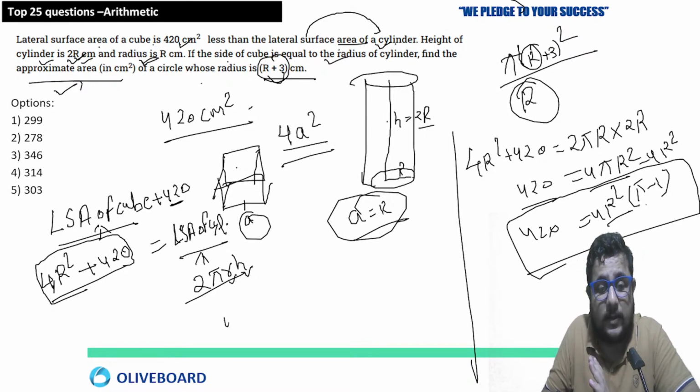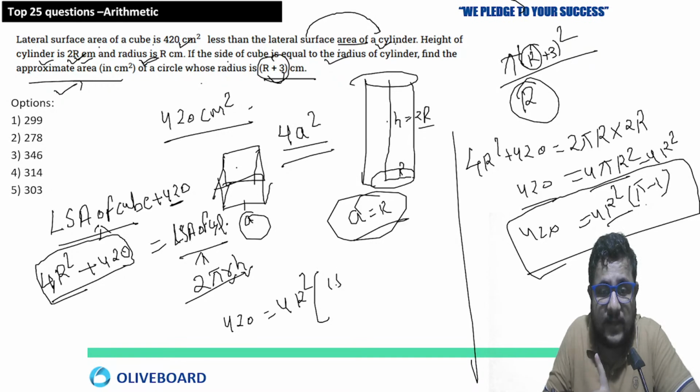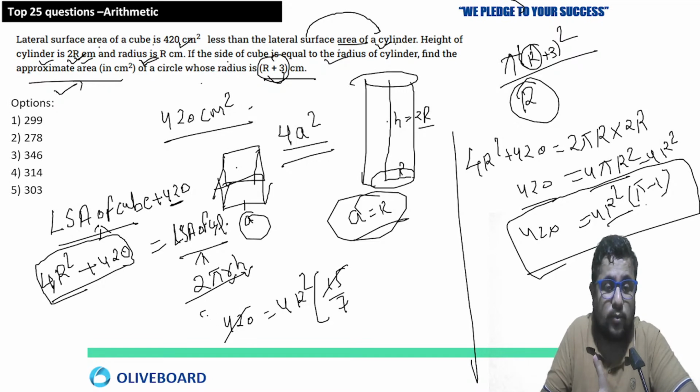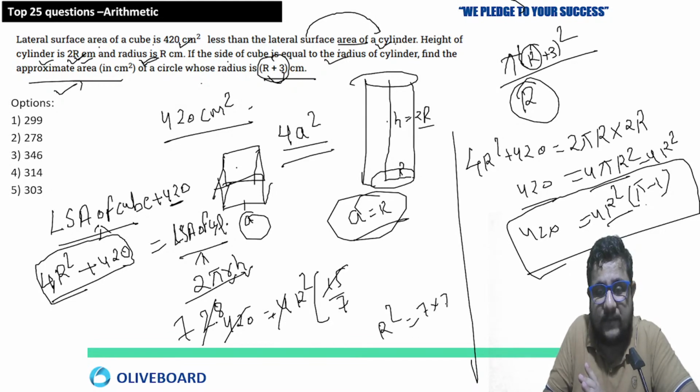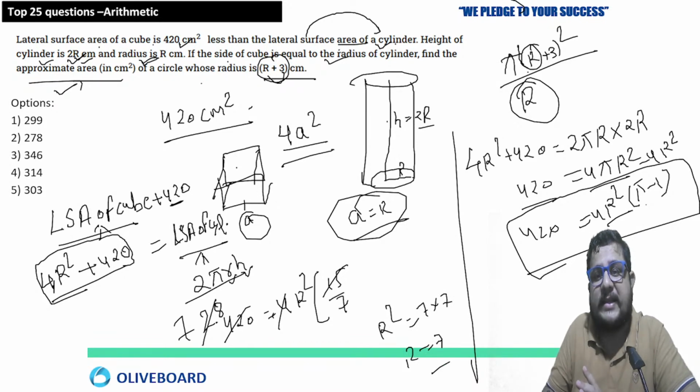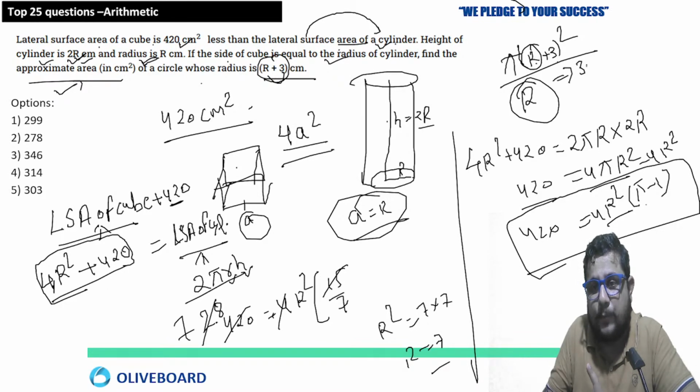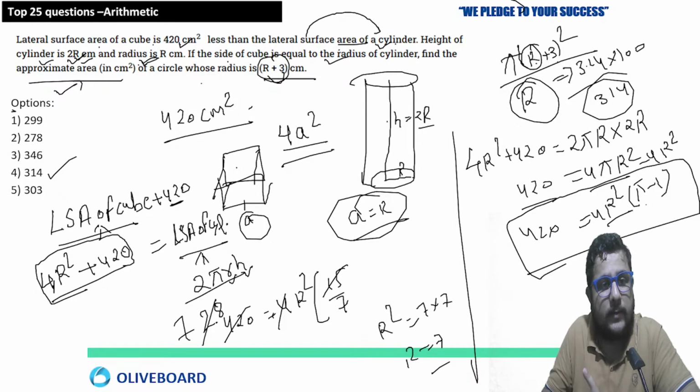Now 420 equals 4R square times (pi minus 1). Pi is 22 upon 7, so 22 upon 7 minus 1 means 15 upon 7. Now by 15 you can cancel this 420: 15 times 28 is 420, so 28 times. By 4 you can cancel this, 7 times. So R square equals 7 into 7, so R will be equal to 7. If R is 7, then R plus 3 means 10 square, which is 100, and the value of pi is 3.14. Multiply by 100, so 314 is going to be the answer here, square centimeter.